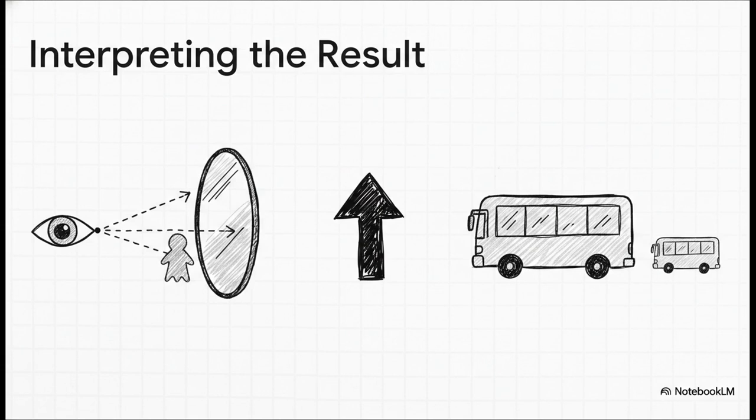Now let's interpret this result. The image distance v is positive. What does a positive v tell us? It means the image is formed on the right side behind the mirror. This means the image is virtual.